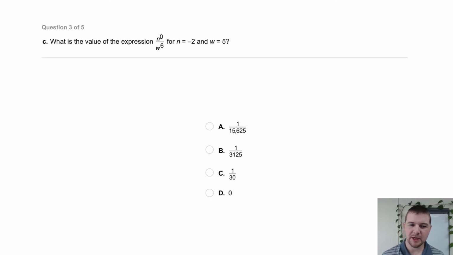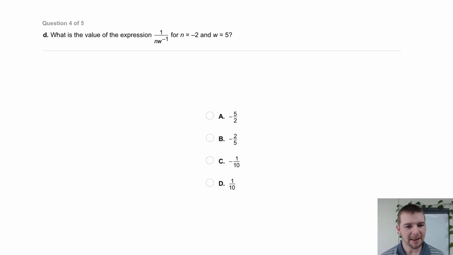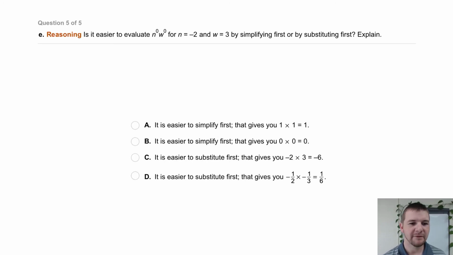Part C. The expression n to the 0 power over w to the 6th power for n equals negative 2 and w equals 5. D. The expression 1 over n times w to the negative 1st power for n equals negative 2 and w equals 5. And finally, part E, a reasoning item. Is it easier to evaluate n to the 0, w to the 0, for n equals 2 and w equals 3 by simplifying first or by substituting first? Explain.